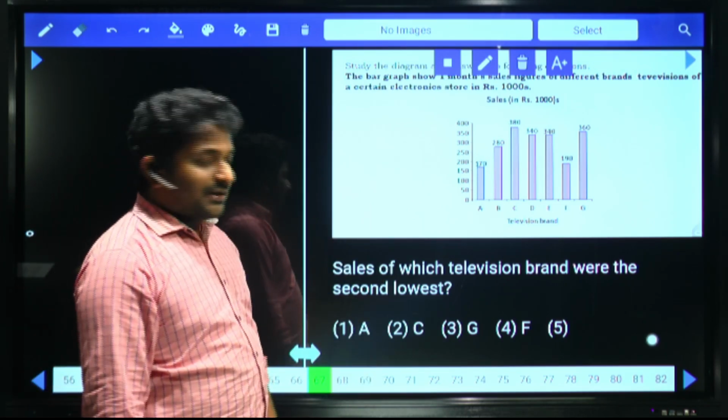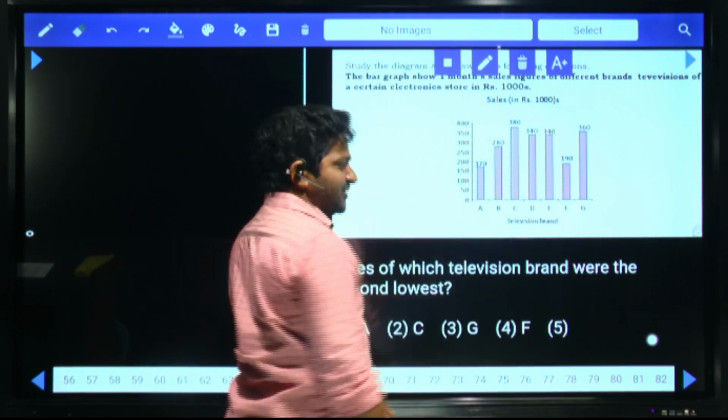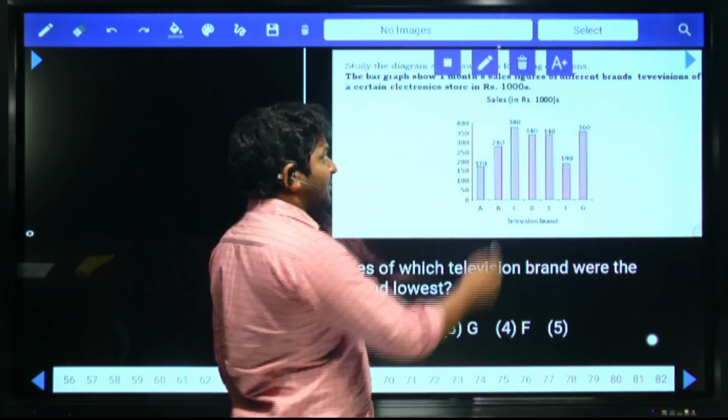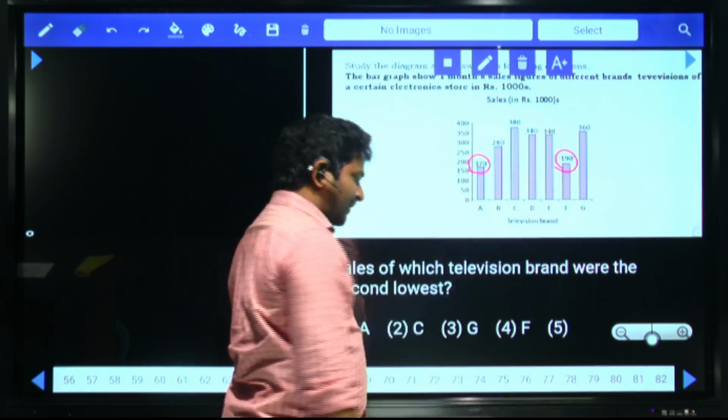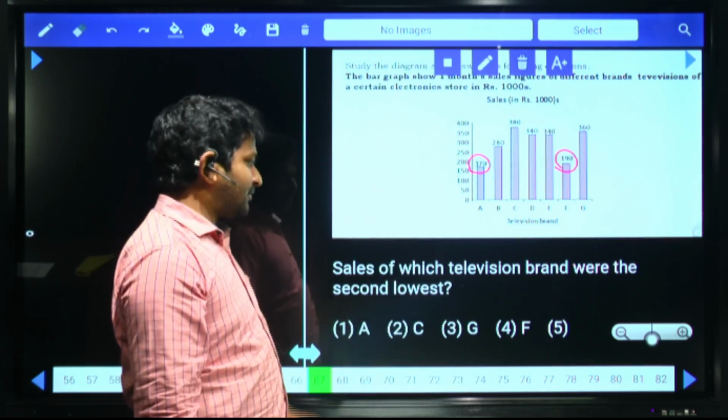Just your eyes can answer the question. Least is 170, second least is 190. 190 is for F, brand F, fourth option.